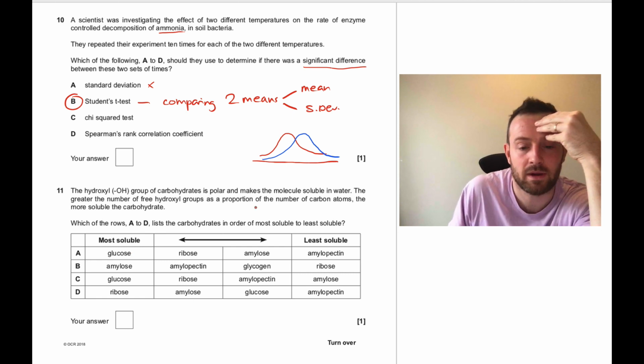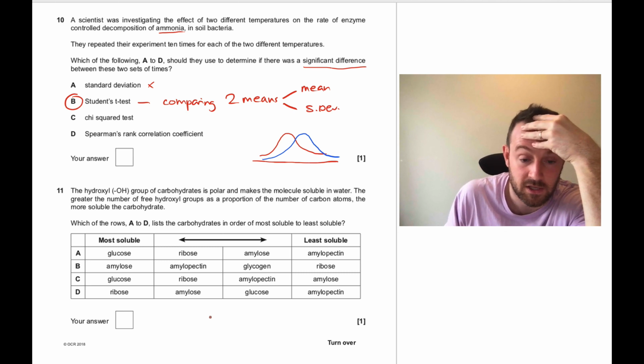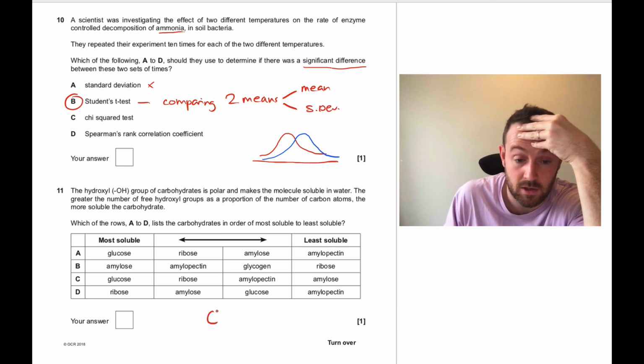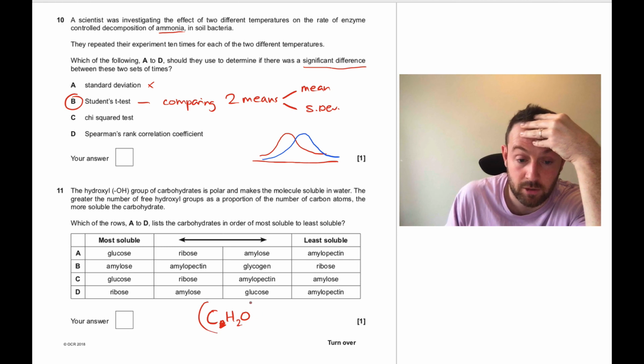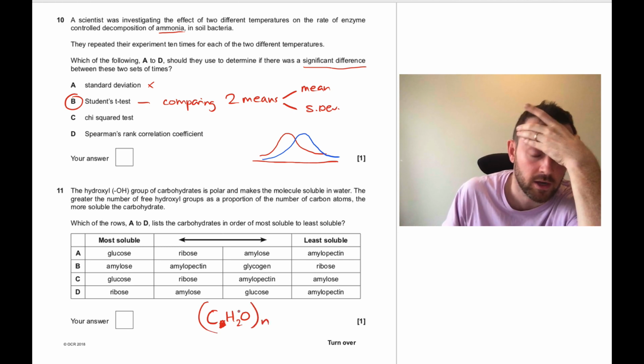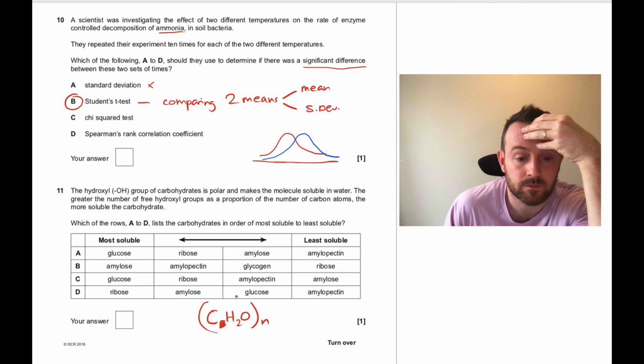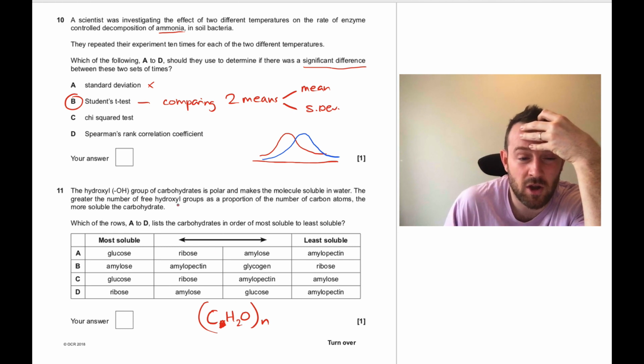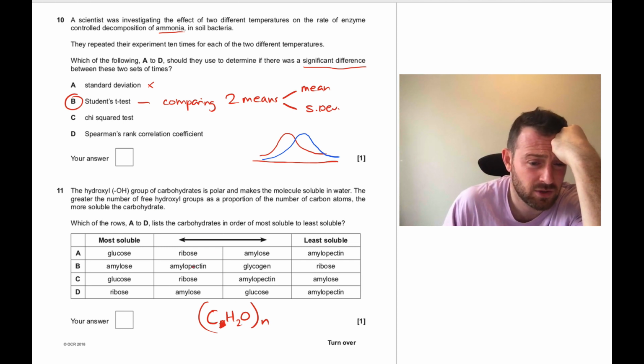So how am I trying to work this out? I haven't looked at the answer yet, so I don't know what the mark scheme is going to say. But a carbohydrate is CH2O, all to the n, pretty much. That's a carbohydrate. So whether it is a 5 carbon or a 6 carbon sugar, I don't think should matter.